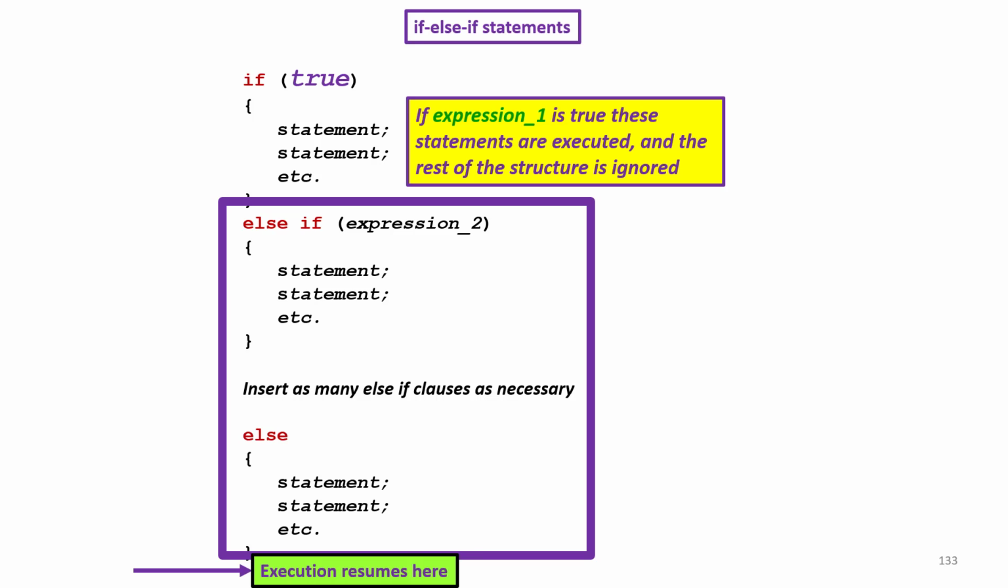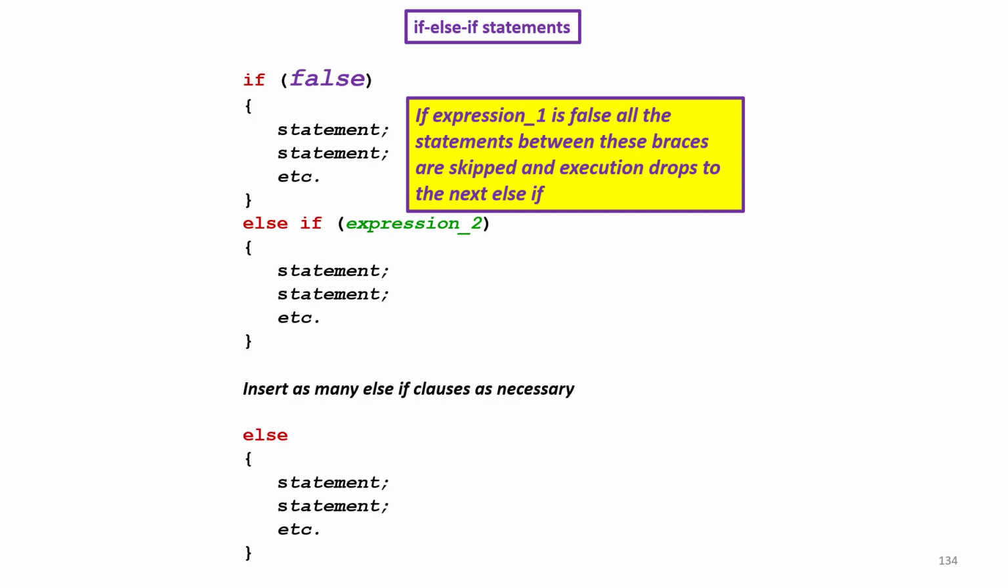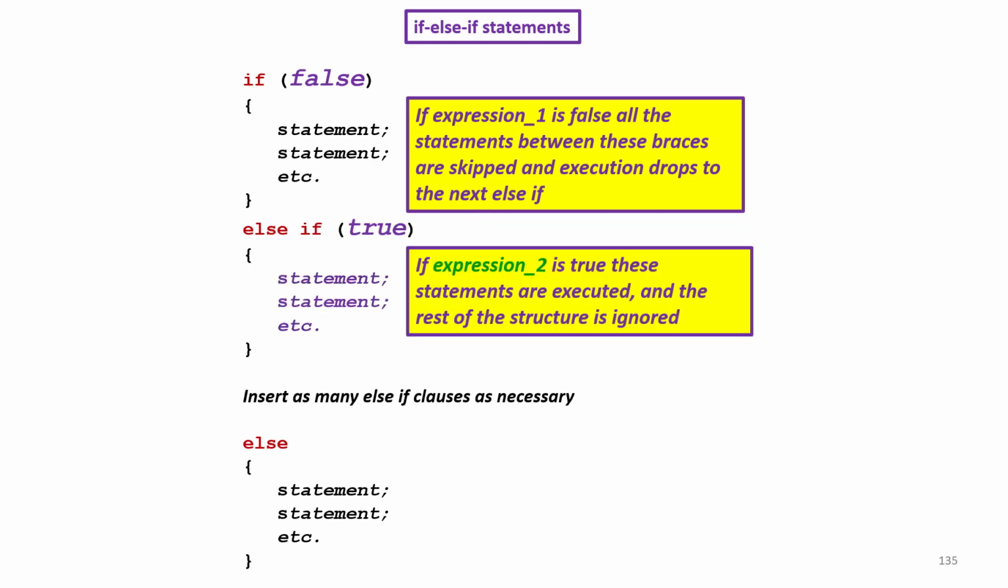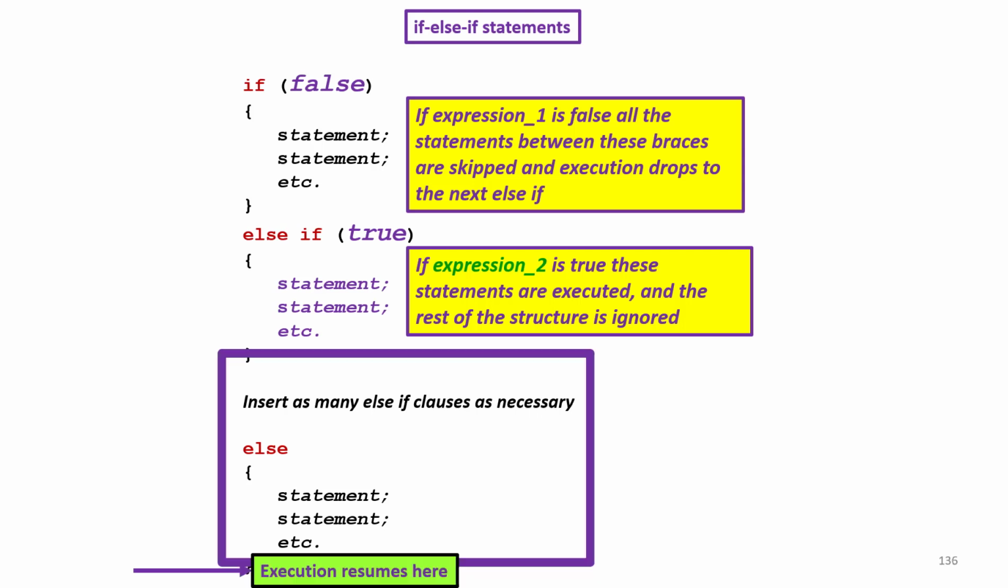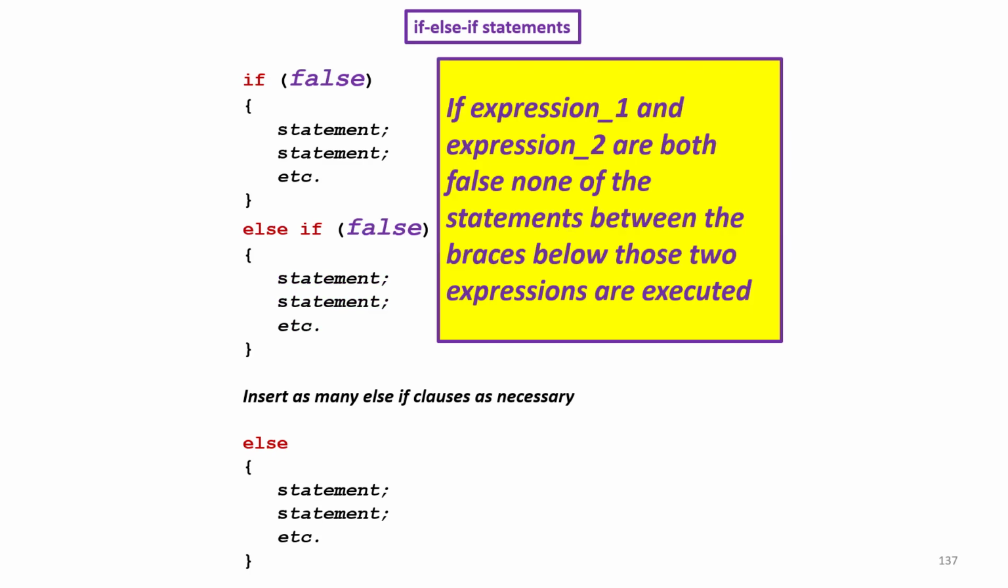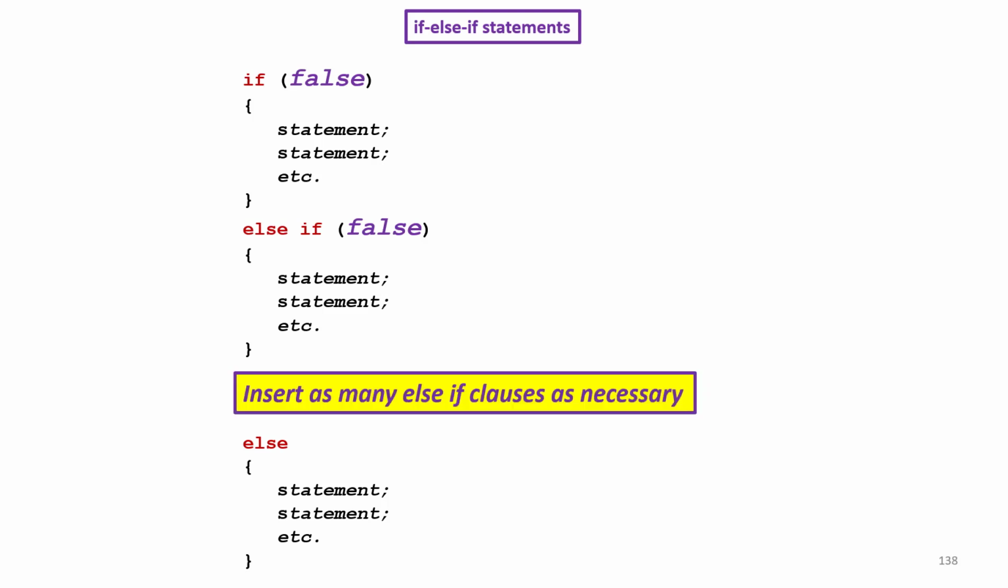If expression 1 is false, execution drops to the else-if governed by expression 2. If expression 2 is true, all of the statements enclosed in the braces below it will be executed sequentially, and the rest of the structure, everything below it, will be skipped over, and execution will resume on the first line of code outside of the if-else-if structure. If expressions 1 and 2 are both false, the statements in the braces below expression 1 and 2 are not executed, and execution skips to the next else-if.